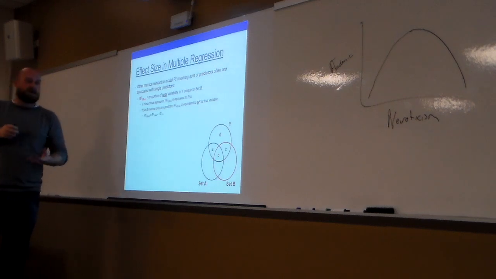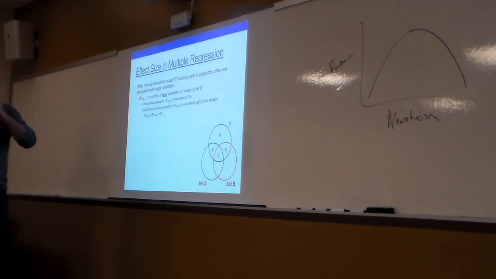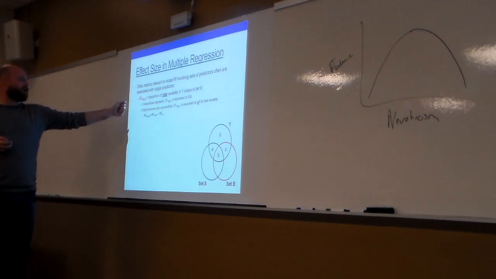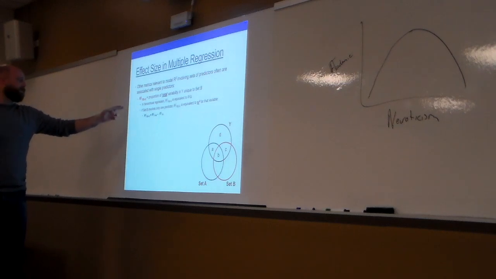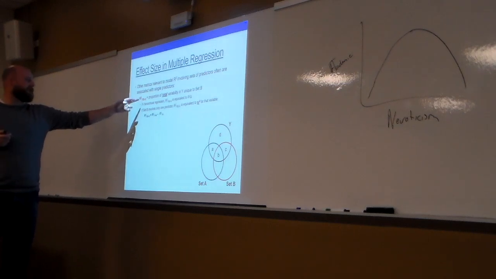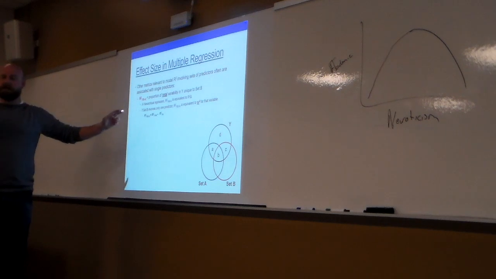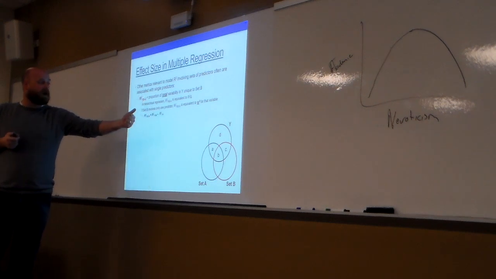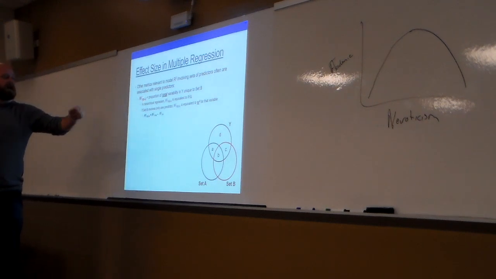If we want to start breaking things out, we can talk about this in terms of individual predictors or sets of predictors. We can talk about R squared for Y for B given A, in these little parentheses right here. What we'll be looking at here is the proportion of total variability in Y that's unique to set B.